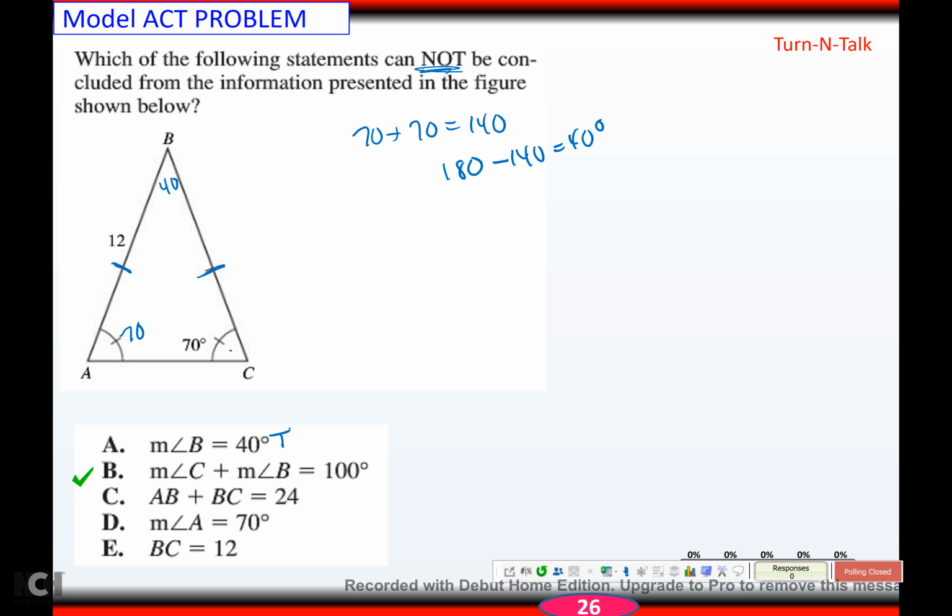That's true. It says the measure of angle C plus the measure of angle B. Well, the measure of angle C is 70 plus the measure of angle B is 40, which is 110 degrees. So that one is false. And you could check the others. AB is 12, which means BC is 12. So 12 plus 12 is 24. That's true. The measure of angle A is 70. That's true. And BC equals 12. That's true.